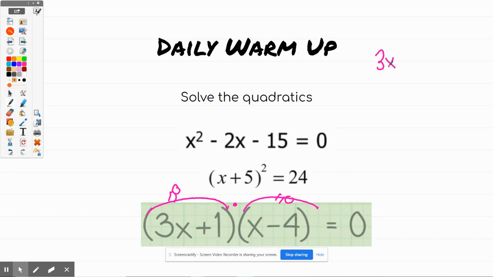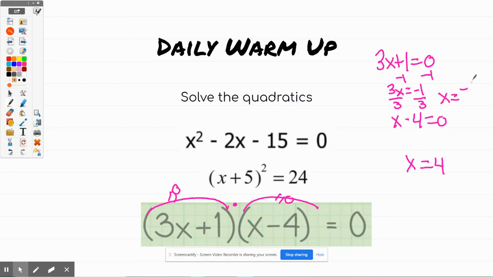So 3x plus 1 could equal 0, or x minus 4 could equal 0. And the second one is definitely easier. X would equal 4. This one you will have to math a little bit. You subtract 1 from each side and you get 3x is -1. Divide both sides by 3 and x is -1/3. So the answers to this guy are -1/3 and 4.